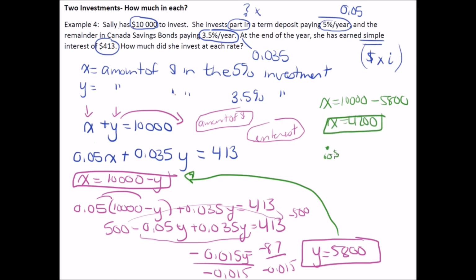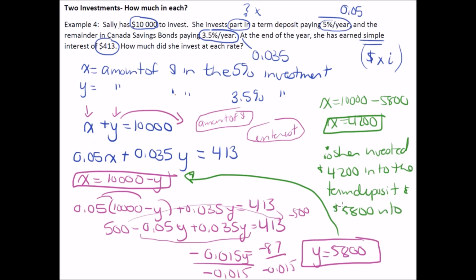Okay, therefore, she invested 4,200 into the term deposit and 5,800 into the Canada Savings Bond. Okay, that's what that point of intersection means. How much Sally invested into each investment.